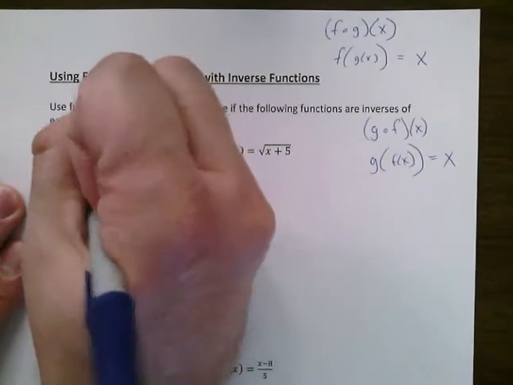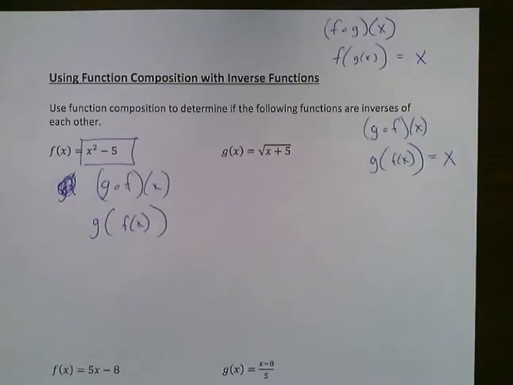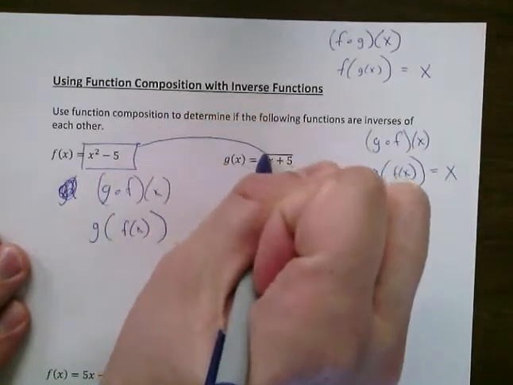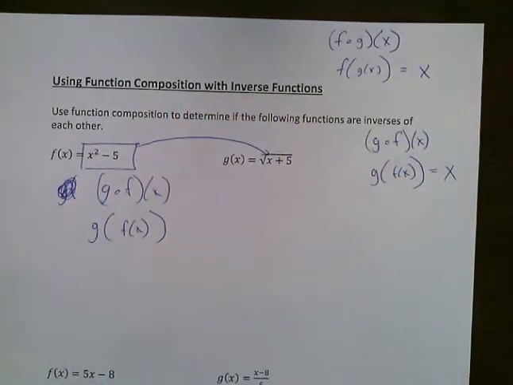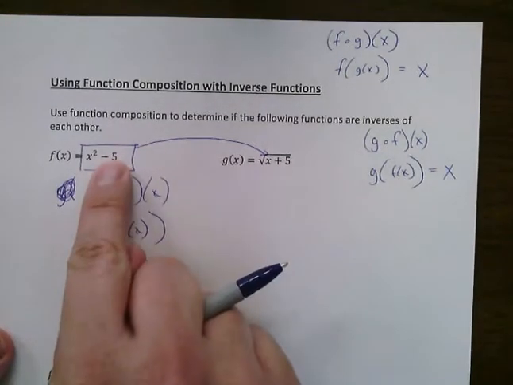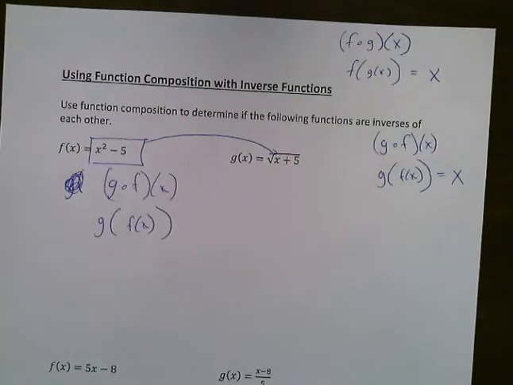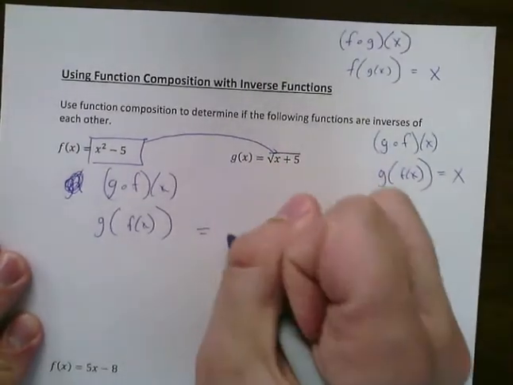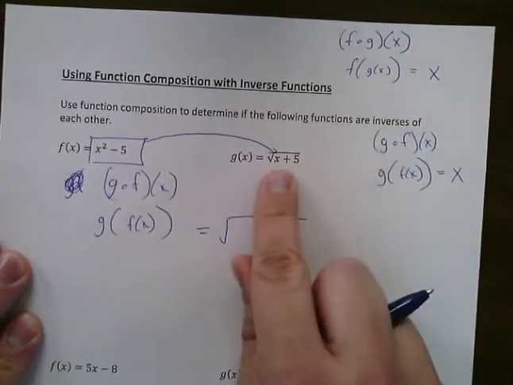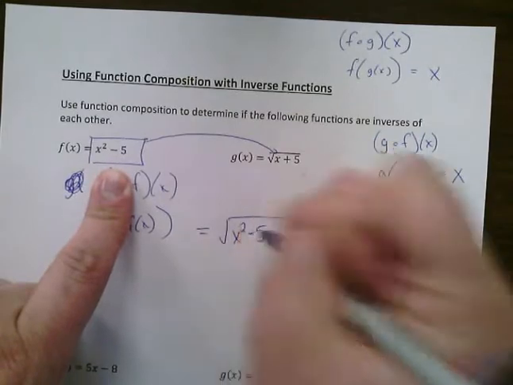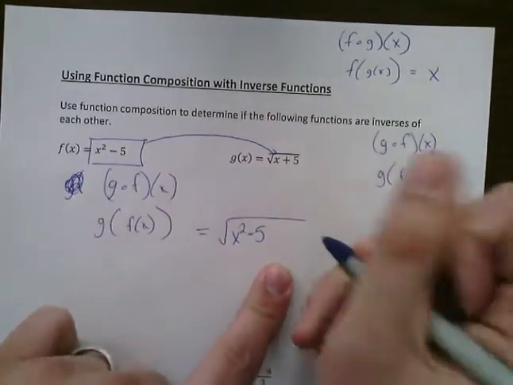Visually, I'm going to take the f function, which is x squared minus 5, and plug it in for all x values into the g function. So I'm going to rewrite this, but anytime I run into an x, I'm going to put an x squared minus 5 in its place. I need a square root, so there's my square root. I need an x, so I'm going to put an x squared minus 5 in its place. And then I need a plus 5.